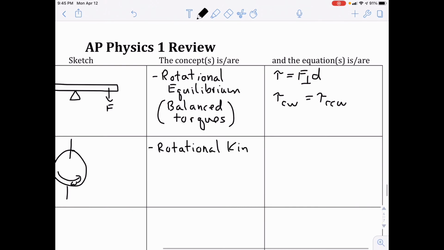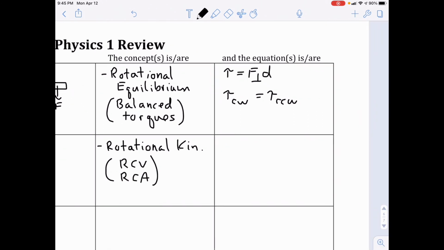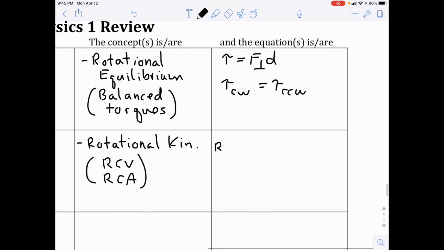Now, rotational kinematics can be broken down into two areas. It could either be rotational constant velocity, or it could be rotational constant acceleration. It's going to be one of the two. If it is rotational constant velocity, there is one equation that goes with that, and you can write it two ways. You can write it theta equals omega t, or we can write it as omega equals delta theta over t. It honestly doesn't matter how you write it.